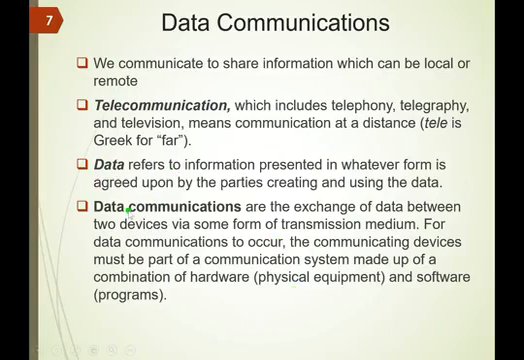Data communications are the exchange of data between two devices via some form of transmission medium. So we have a sender, we have a receiver, and we have data, and we have what? Transmission medium. For data communication to occur, the communicating devices must be part of a communication system made up of a combination of hardware, physical equipment, and software, like programs.